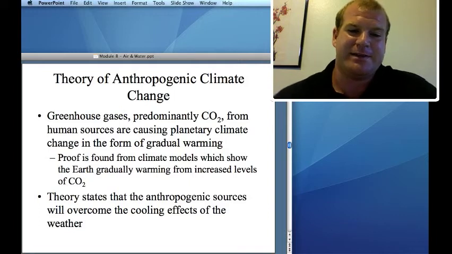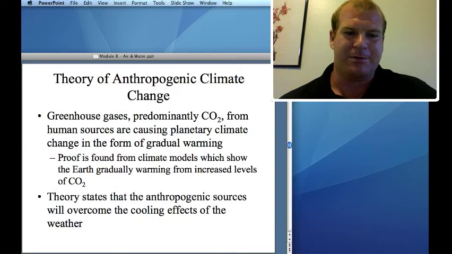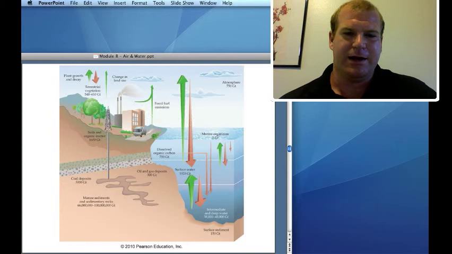But this theory based off of climate models says that human causes will overcome the natural cooling effects. And if you also look at the models, it's not carbon dioxide, it's water that does the real warming. And the carbon cycle, let's talk a little about the carbon cycle.